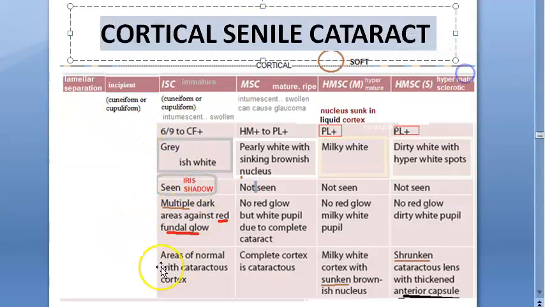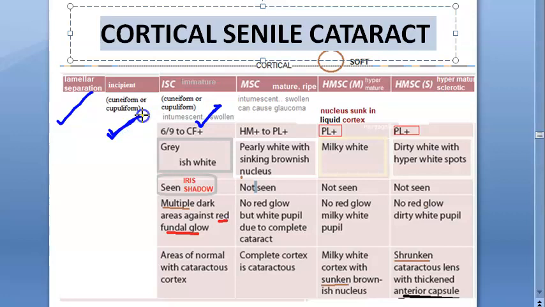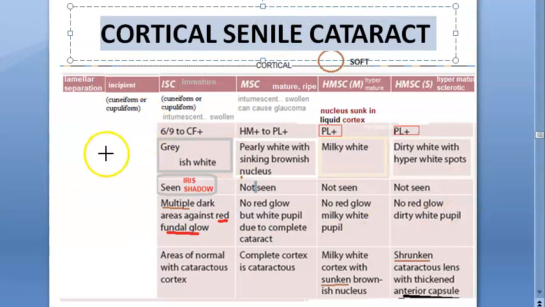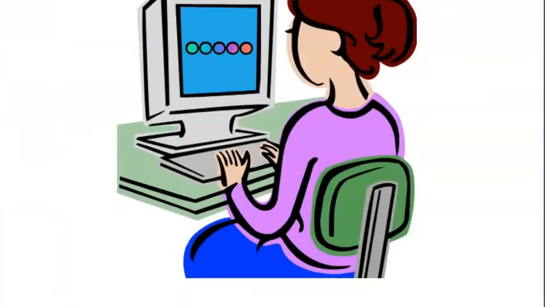We have looked at cortical senile cataract in this video. So what and all we looked at? Lamellar separation, incipient. Incipient word you might forget, okay? Incipient. Then immature, mature, hypermature you will remember. But incipient is a little difficult word to remember. Incipient. Okay. So that's all about cortical senile cataract, guys. That's all for now. Bye-bye.